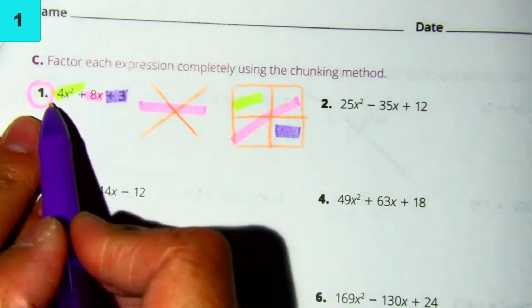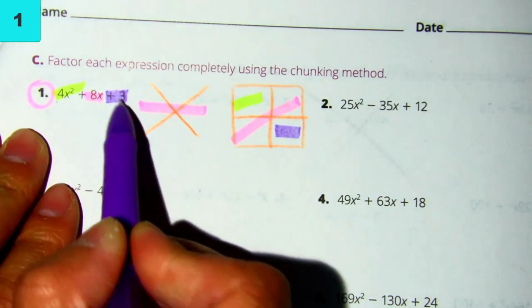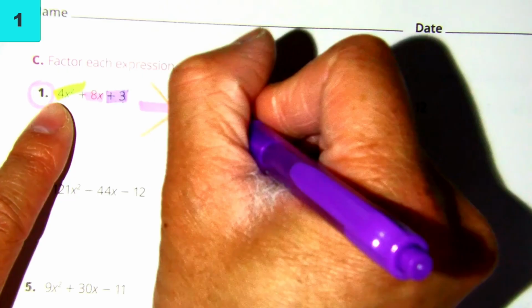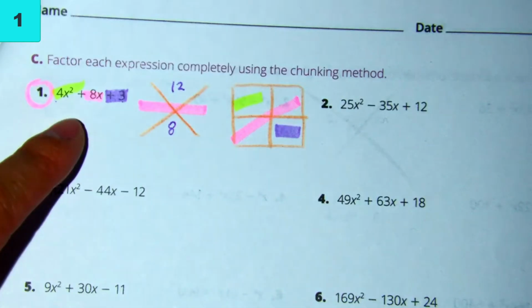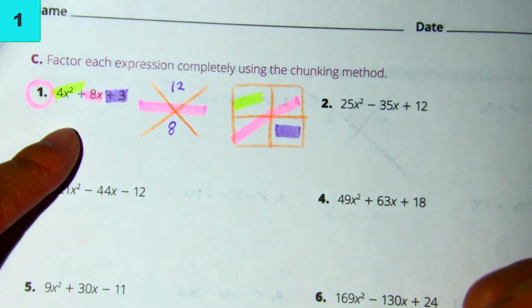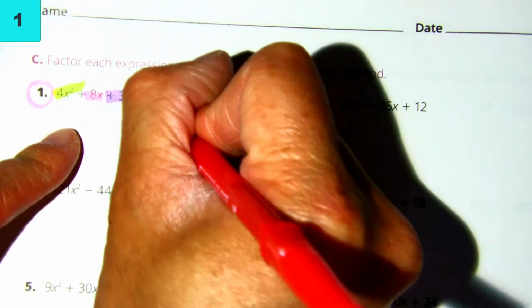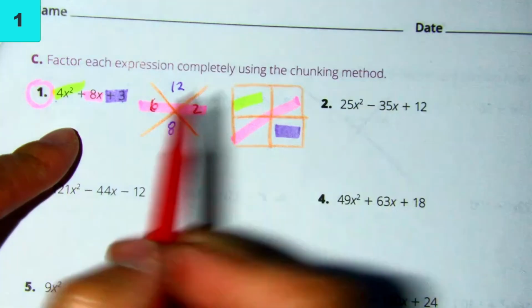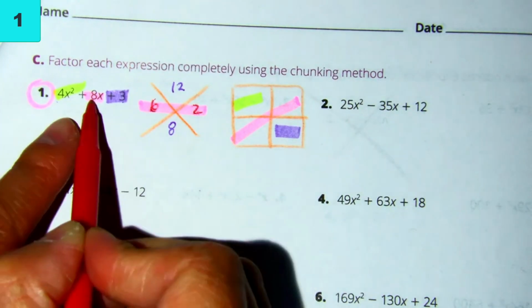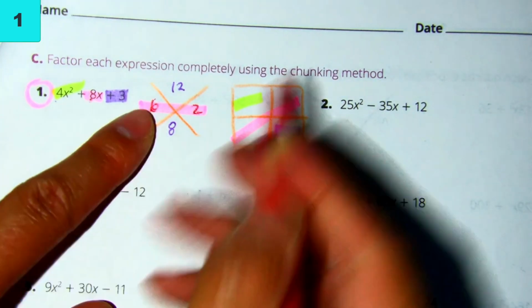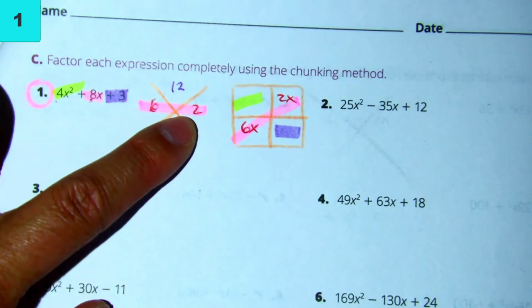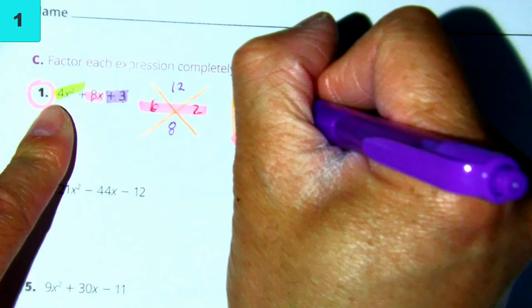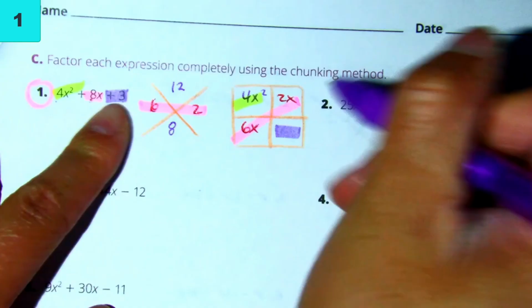There is no greatest common factor, even, odd, so I have A times C gives me 12. My B value is 8. Class, my two numbers are 6 and 2. 6 and 2 are splitting the middle term 8x, so this will be 6x and 2x. The first term is 4x squared. This one is a 3.